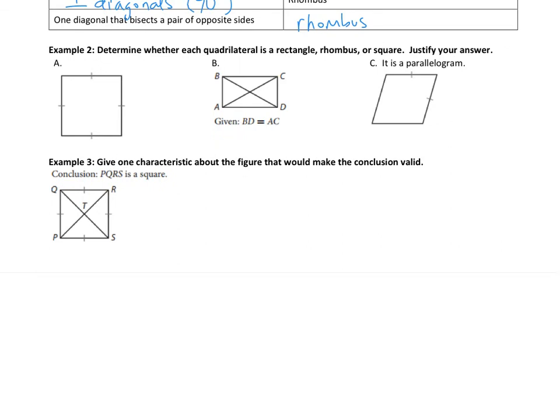Remember, if we need to determine if this quadrilateral is a rectangle, rhombus, or square, it first needs to be a parallelogram. If it is not a parallelogram, then we do not have enough information to say that it will be one of these three specific types.